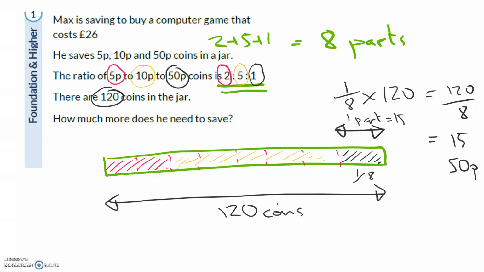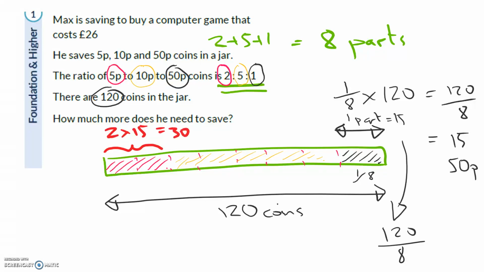equals 15. Okay, so to get that, we said 120, the whole lot, divided by 8, because we're splitting the bar into 8 parts, tells me 1 part's worth 15. So if 1 part's worth 15, we can now go back and say, well, these 2 parts here, which are the 5p's, must be 2 times 15. There are 30 5p's.